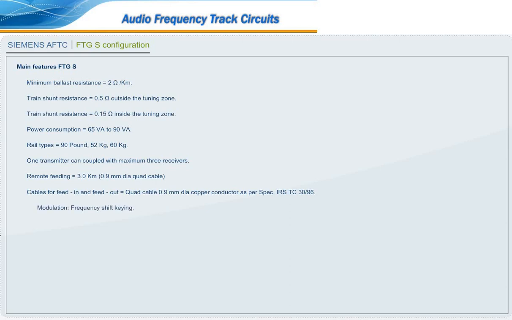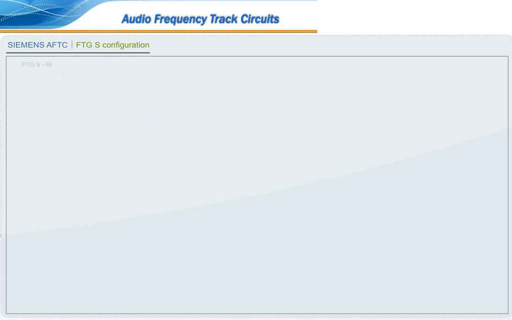TC30/96. Modulation: frequency shift keying. Bit pattern coding: 15 types. Transmission speed 200 bits per second.